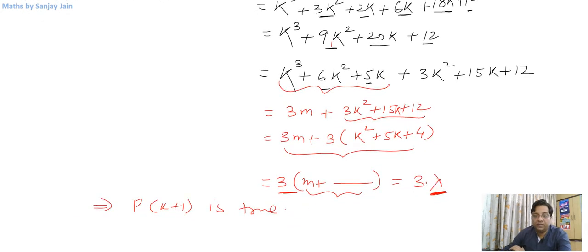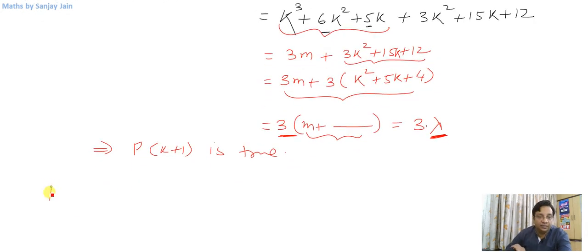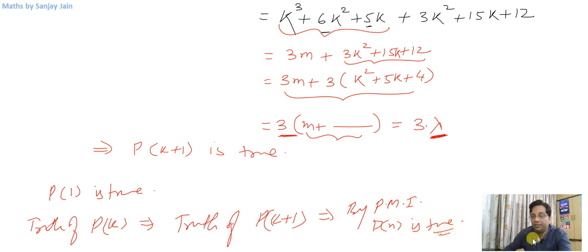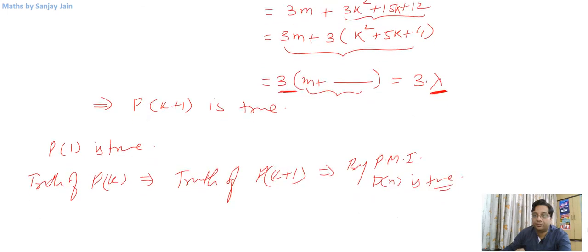Now the final statement, that is p of 1 is true. Truth of p of k implies the truth of p of k plus 1. Hence, by principle of mathematical induction, p of n is true. So the question is over.